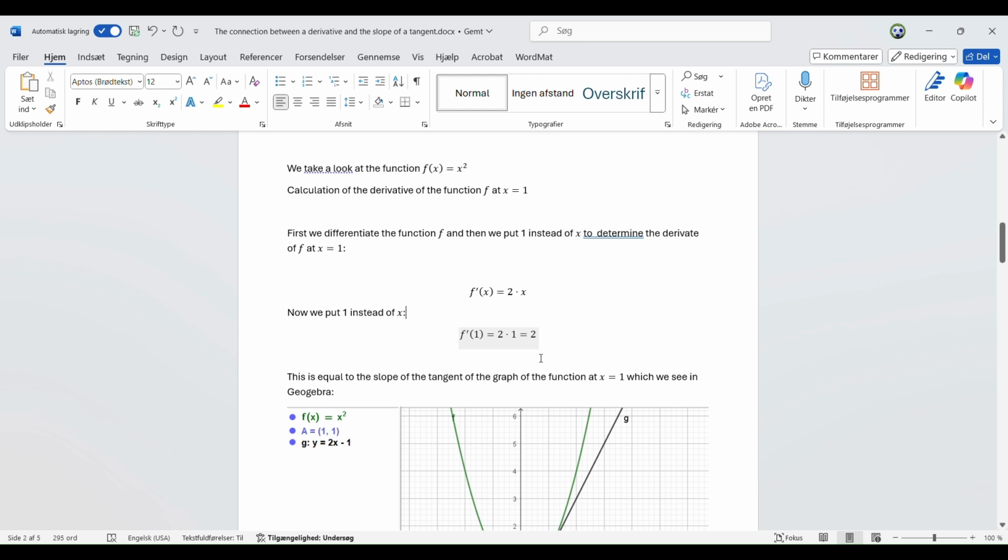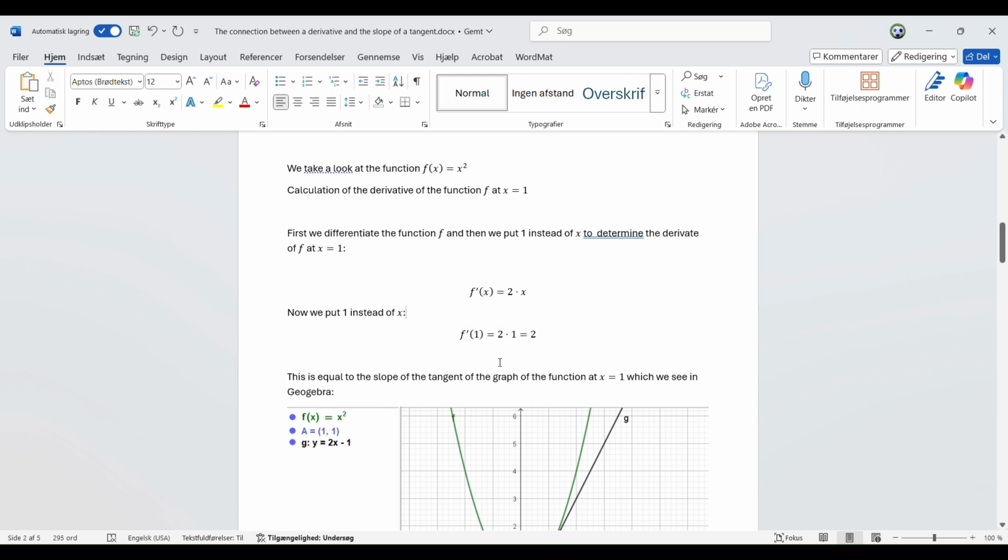Now we want to evaluate this at x equals 1. So we just put 1 into x's places in our expression up here. So f prime of 1 is equal to 2 times 1, which is equal to 2. So we can interpret this f prime of x equals 2 as the slope of our tangent where x equals 1.